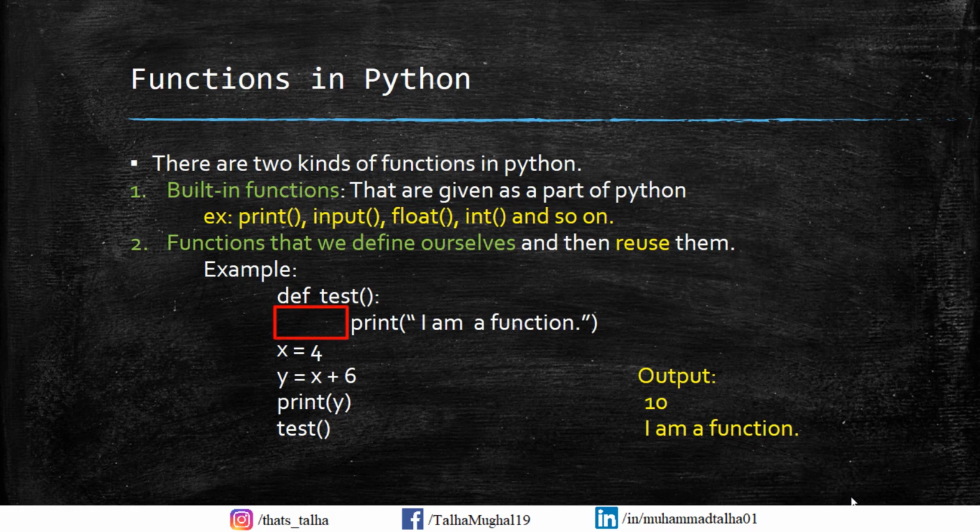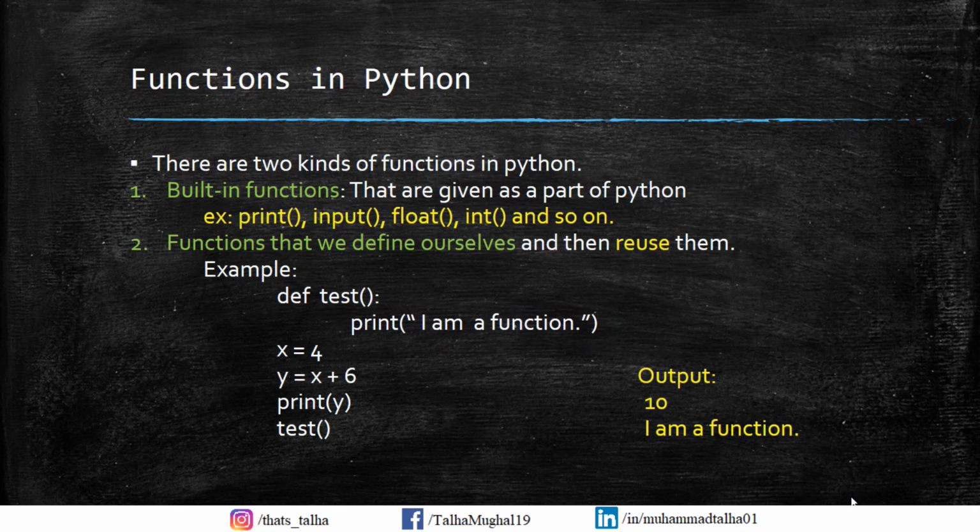And Python will add a certain amount of spaces before the next line. Those spaces are called indentations. Now everything that will be written next is the body of that function. For example, here print I am a function is the body of the function test.